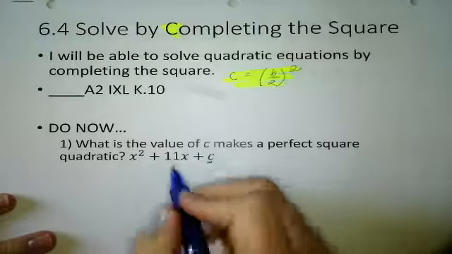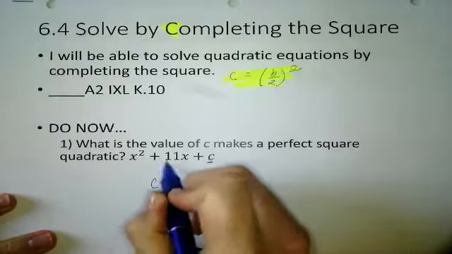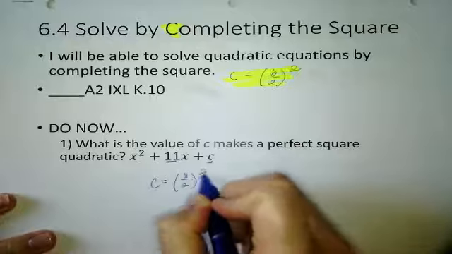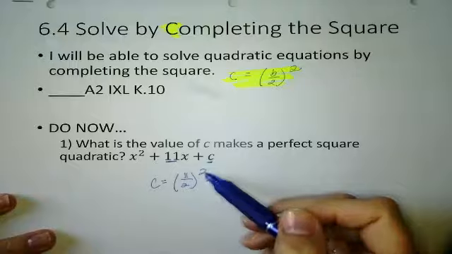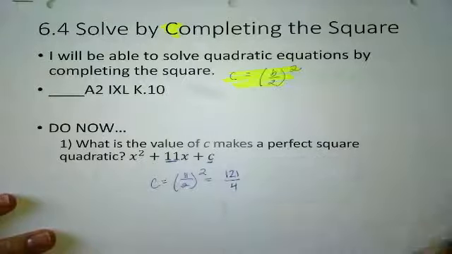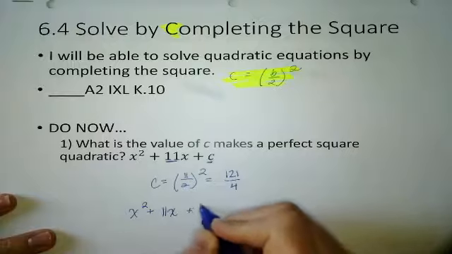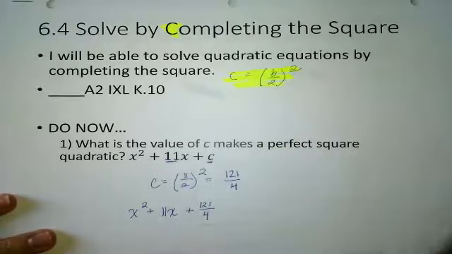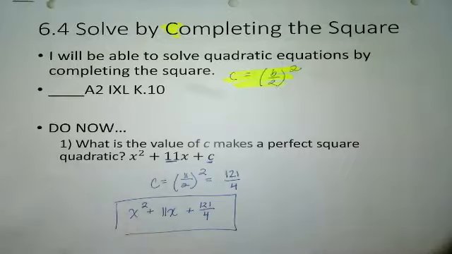So if I want to do that for this little trinomial here, then it is this b value, which is 11, divided by 2 and squared. And of course, 11 divided by 2 doesn't go evenly, but the fraction is actually easier to square anyway. 11 squared is 121, and 2 squared is 4. So this perfect square trinomial is x squared plus 11x plus 121 over 4. And that's what we did in the previous lesson.